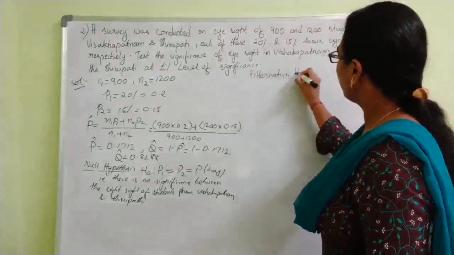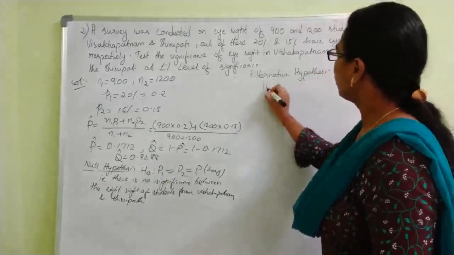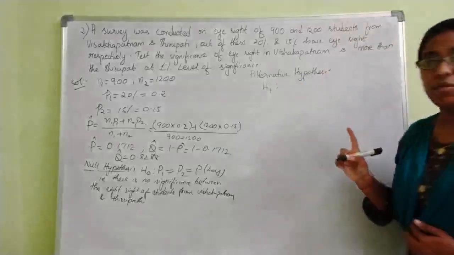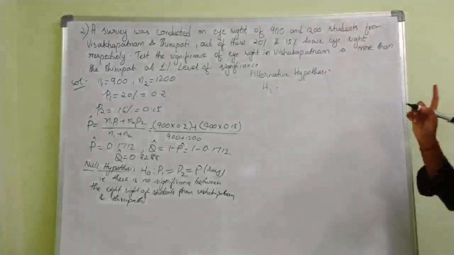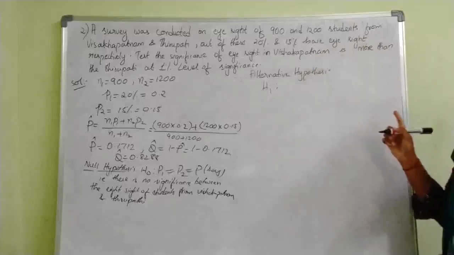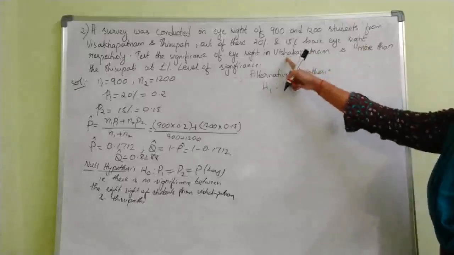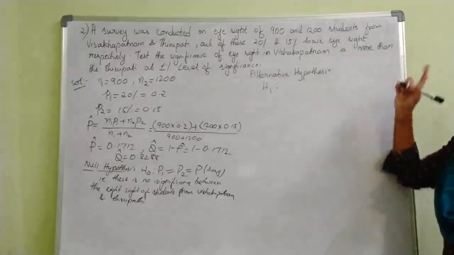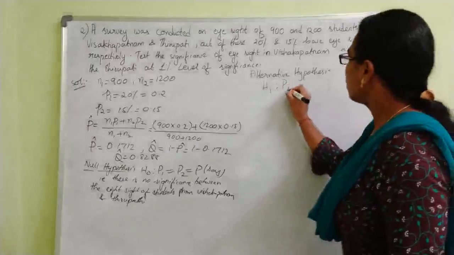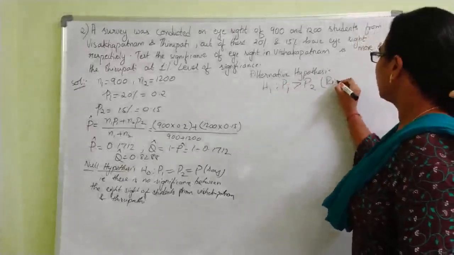So, alternative hypothesis. What are we going to write? H1. P1 is the proportion of the eyesight of Visakhapatnam. P2 is the proportion of the eyesight of the Tirupati students. Here what they are asking is Visakhapatnam is more than Tirupati. That means P1 is greater than P2. That means it is a right tail.